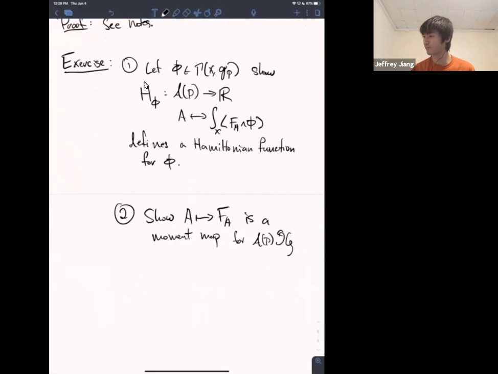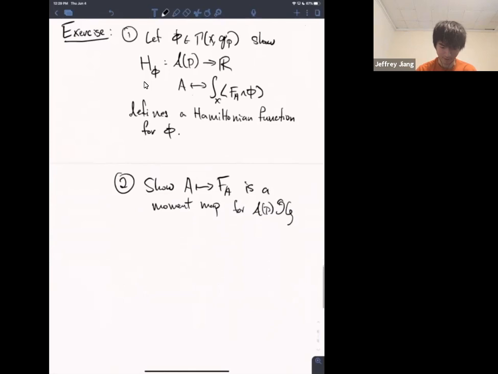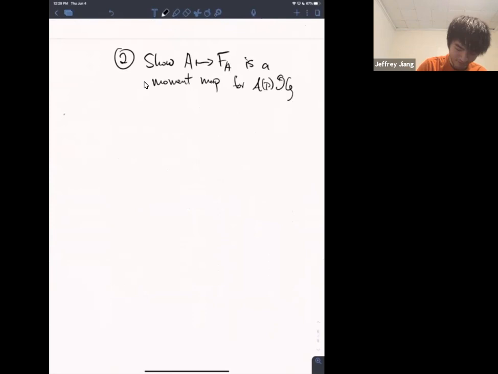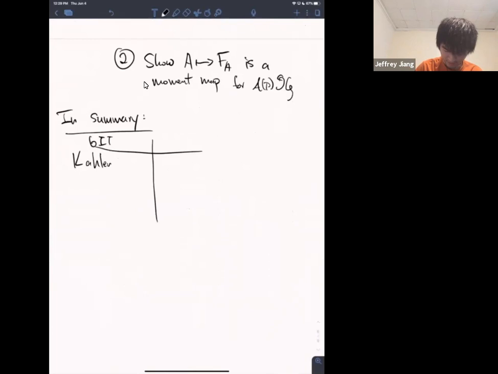So I kind of want to summarize what we've done so far to relate this to the GIT story. So in summary, we take our Kähler manifold X. So I guess this is the GIT side, and this is the Yang-Mills side, maybe. The Kähler manifold X gets replaced with the space of connections, which we identified with the space of holomorphic structures.